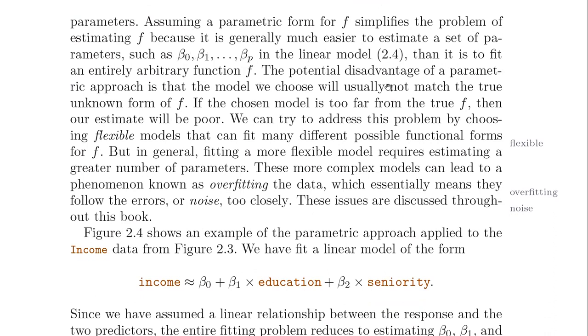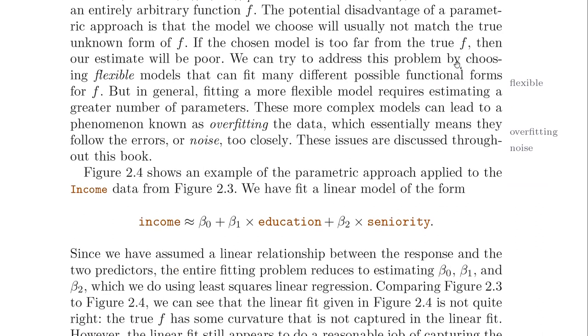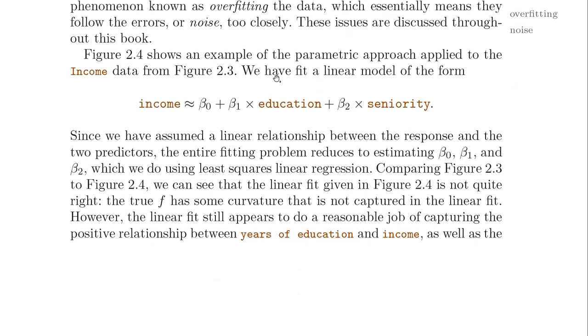Assuming a parametric form for f simplifies the problem of estimating f because it is generally much easier to estimate a set of parameters in the linear model than it is to fit an entirely arbitrary function f. The potential disadvantage is that the model we choose will usually not match the true unknown form of f, which is why we had f hat. And I'll just discuss this as a final thing.